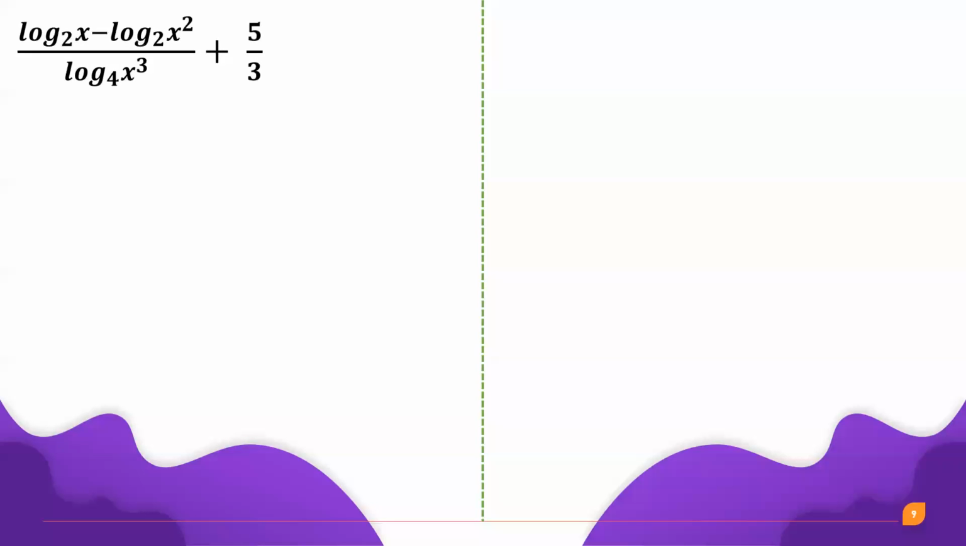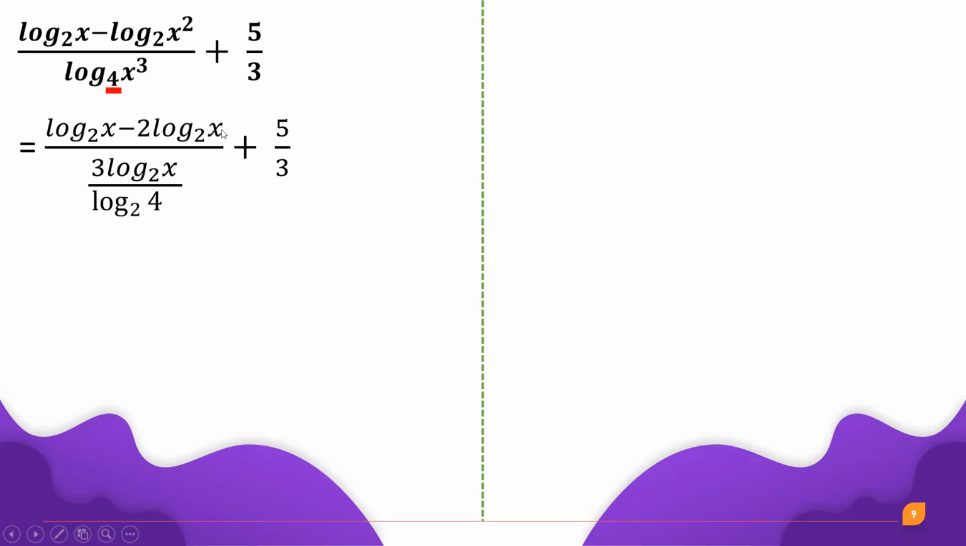So when you look at this number, you'll be able to see that we have log base 2 of x minus log base 2 of x squared over log base 4 of x cubed, plus 5 over 3. But how do we derive the other answer that you want to get? Now, we have this base that is 4. When you look at this keenly, this is what we are going to first do.